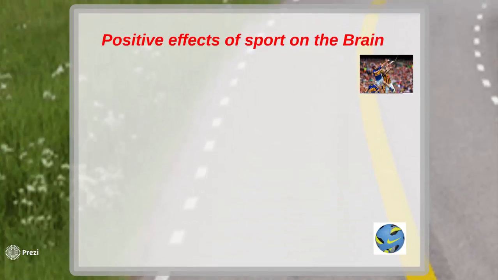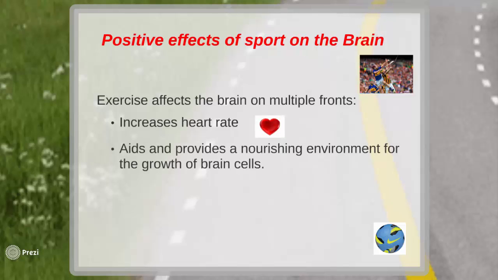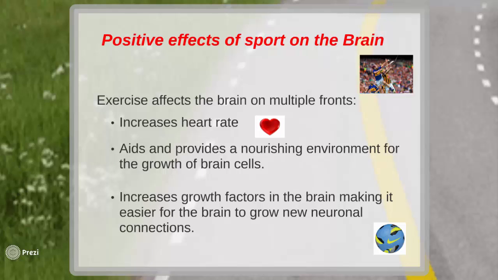Sport. There are activities that teenagers can undertake that have positive side effects on their developing brains. Sport is one of these activities. Exercise affects the brain on multiple fronts. Sport increases heart rate and provides a nourishing environment for the growth of brain cells. It also increases growth factors in the brain, making it easier for the brain to grow new neuronal connections.